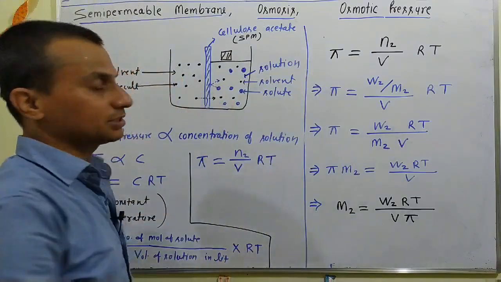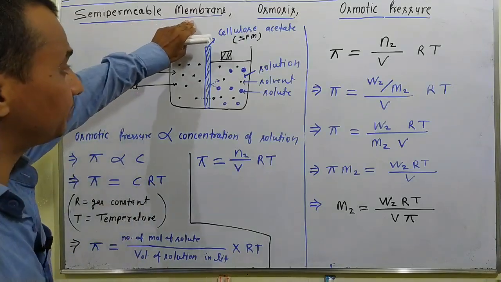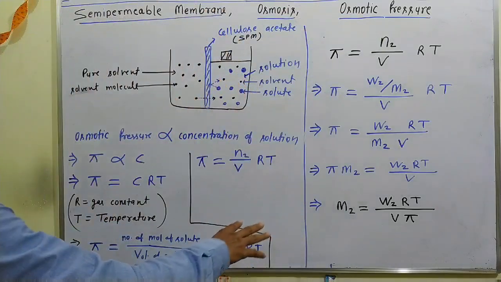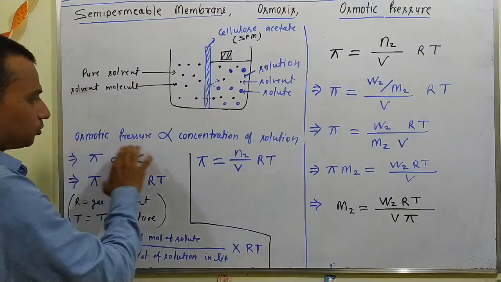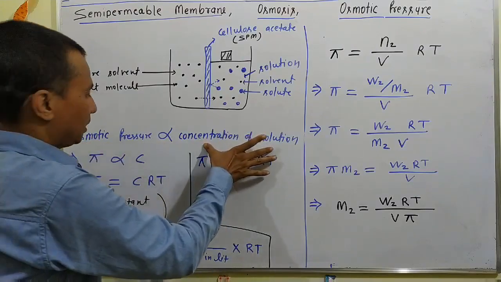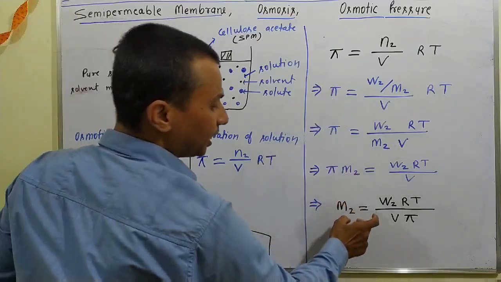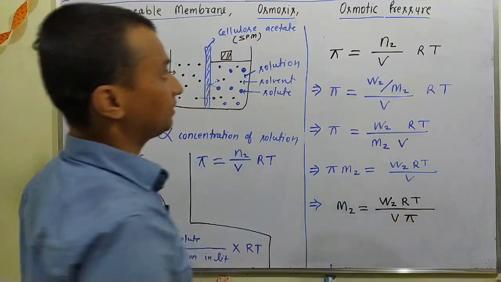In previous slides we studied the definitions of semi-permeable membrane, osmosis and osmotic pressure. In this slide we studied the formula for osmotic pressure, how to find osmotic pressure, and how to find the molecular mass of solute with the help of osmotic pressure.